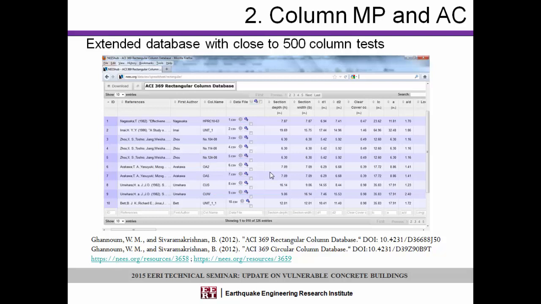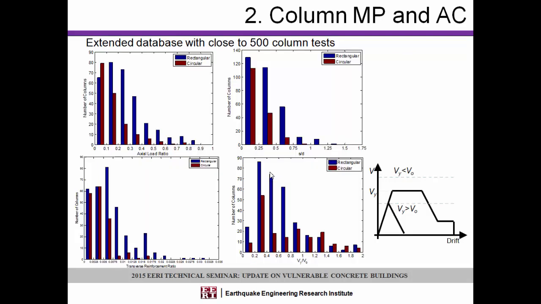So this is what the database looks like. If you're interested, you're looking for data, something to match, it is on the NICE hub. The distribution of the data in the column database, you have axial load ratio, so you have a good spread all the way up to 0.6, 0.7, or 0.8 times the gross capacity.